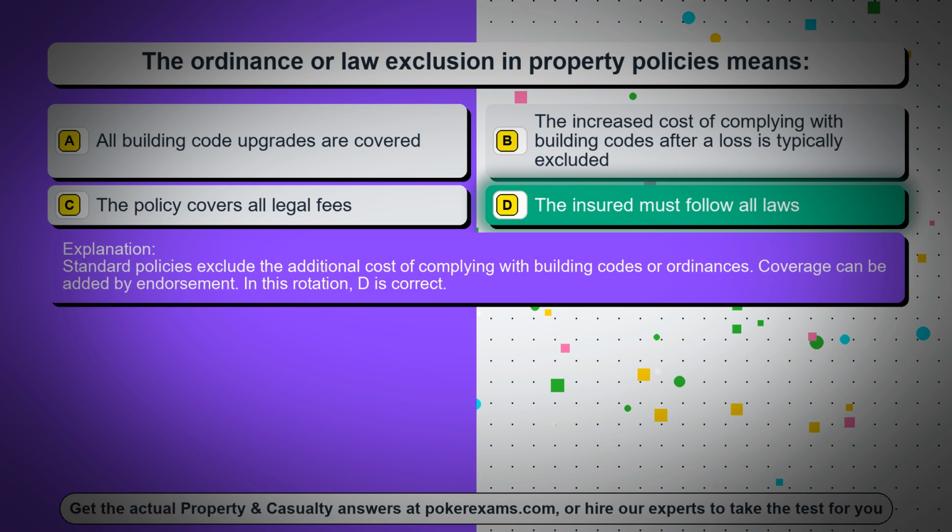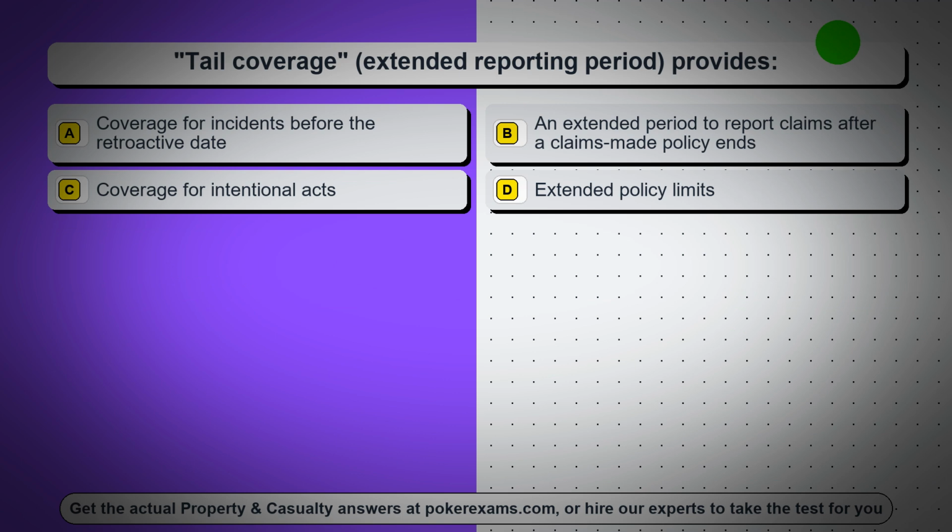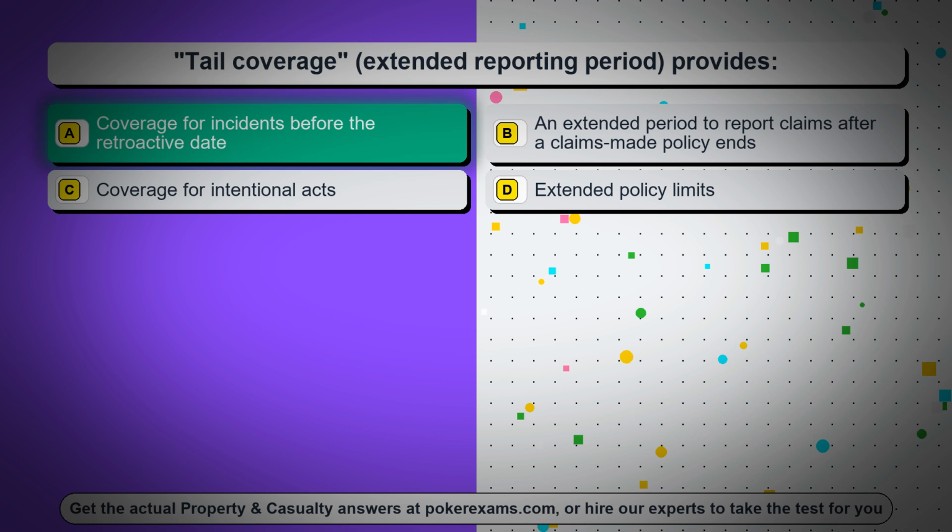Standard policies exclude the additional cost of complying with building codes or ordinances. Coverage can be added by endorsement. In this rotation, D is correct. Question 60. Tail coverage, extended reporting period, provides, option A, coverage for incidents before the retroactive date, option B, an extended period to report claims after a claims-made policy ends, option C, coverage for intentional acts, option D, extended policy limits. The correct answer is option A, coverage for incidents before the retroactive date.